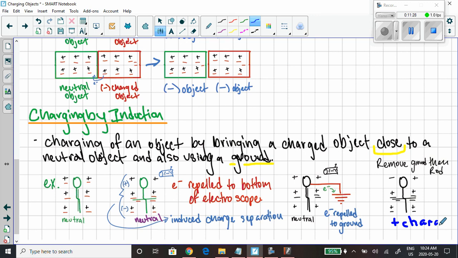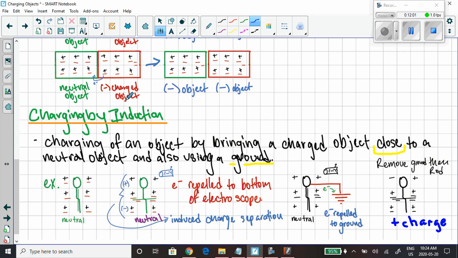So what's really interesting here is that charging by induction creates an object that has the opposite charge to the object that was causing the charging. Look, I used a negatively charged rod here. I brought it close, didn't touch it, but I brought it close. And the end result of using this negatively charged rod and the ground is that this object is positively charged. So it's opposite.